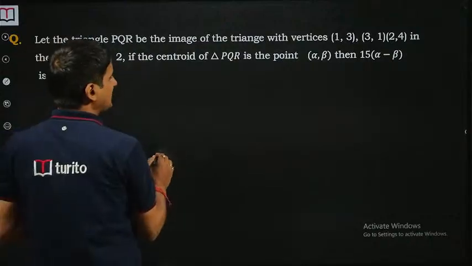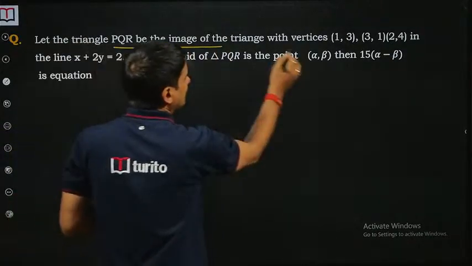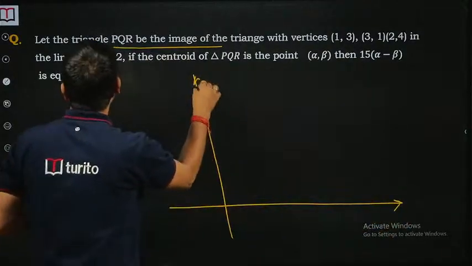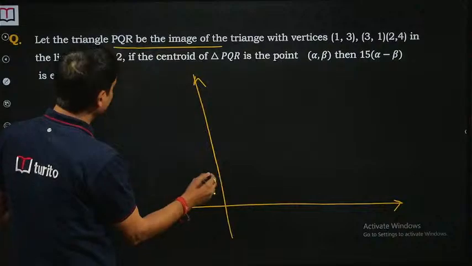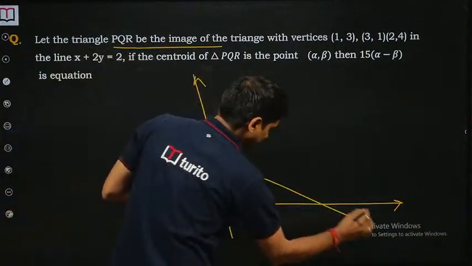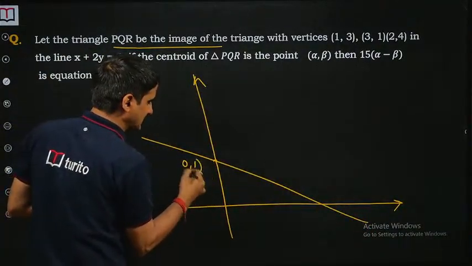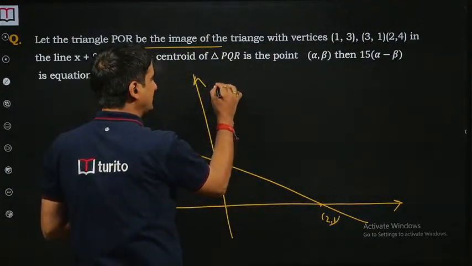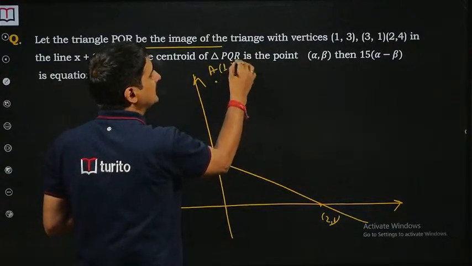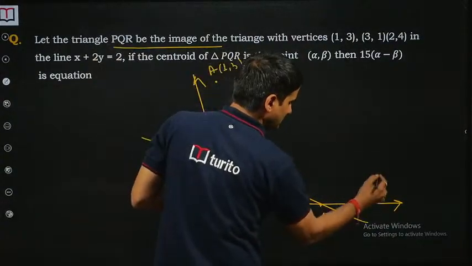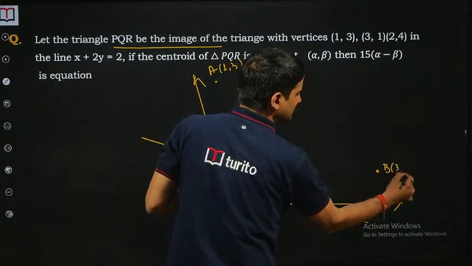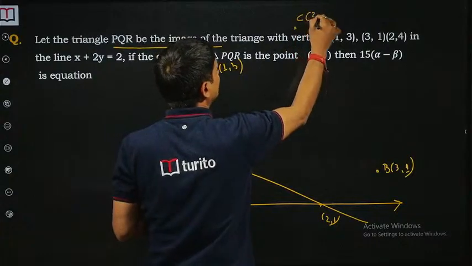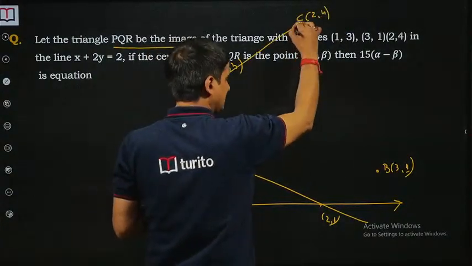let the triangle PQR be the image of the triangle with vertices 1, 3, 3, 1 and 2, 4 on the line x plus 2y is equal to 2. So y is 1, x is 2. So let's say this one, this is 0, 1, that's the line here, and this is 2, 0. Now let's say this is A, 1, 3, B is 3, 1, then 2, 4 maybe here, it's C, 2, 4. So that's the triangle.